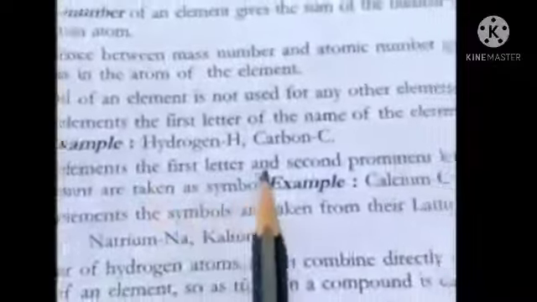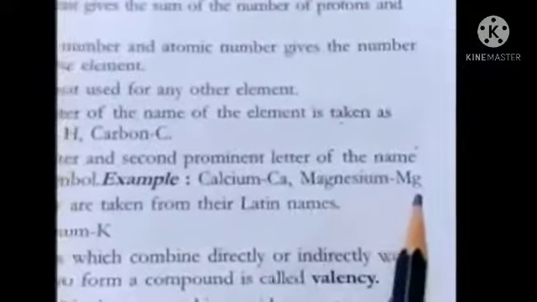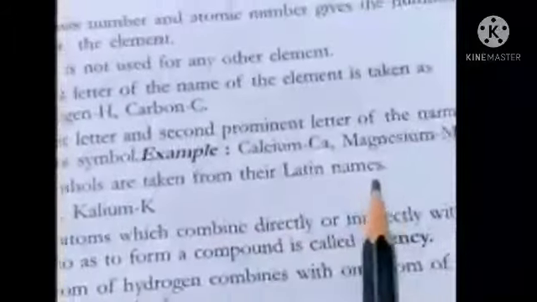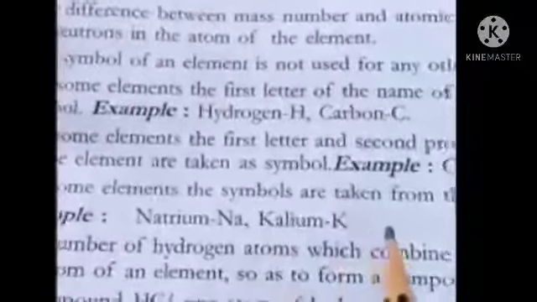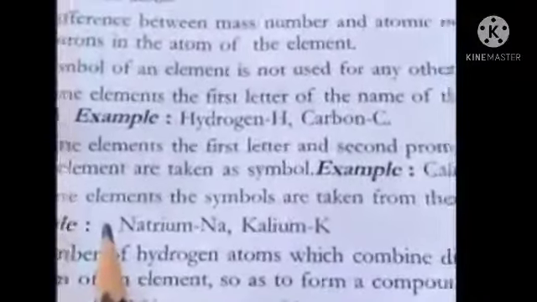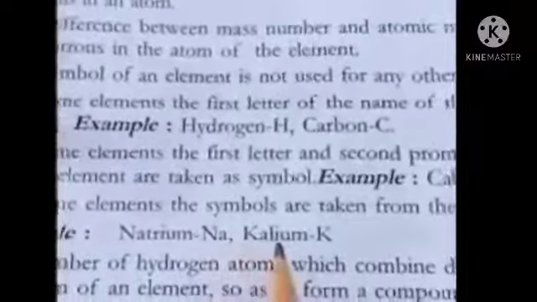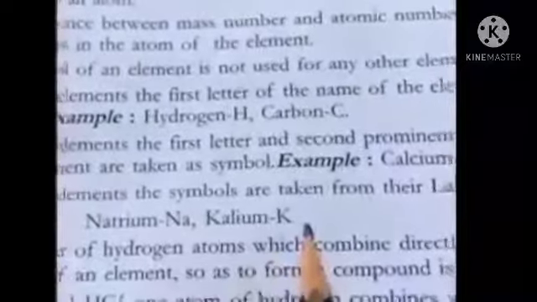For some elements, the first letter and second prominent letter of the name of the element are taken as the symbol. Example, calcium Ca, magnesium Mg. For some elements, the symbols are taken from their Latin names. Example, natrium Na, kalium K. Natrium means sodium. Sodium, Latin name is natrium. Symbol is Na. Kalium means potassium. Potassium, Latin name is kalium. Symbol is capital K. Page number 82.